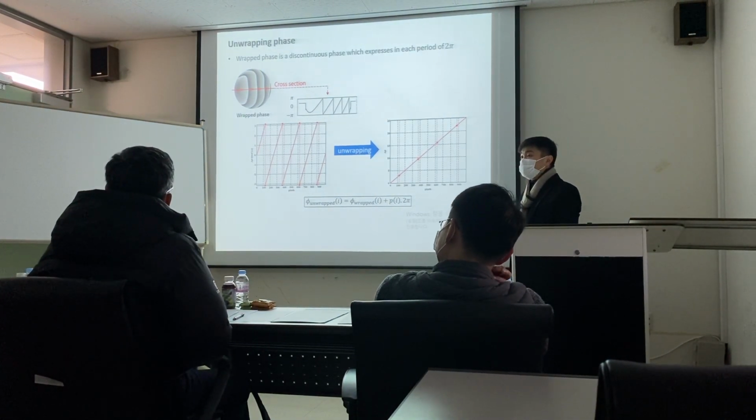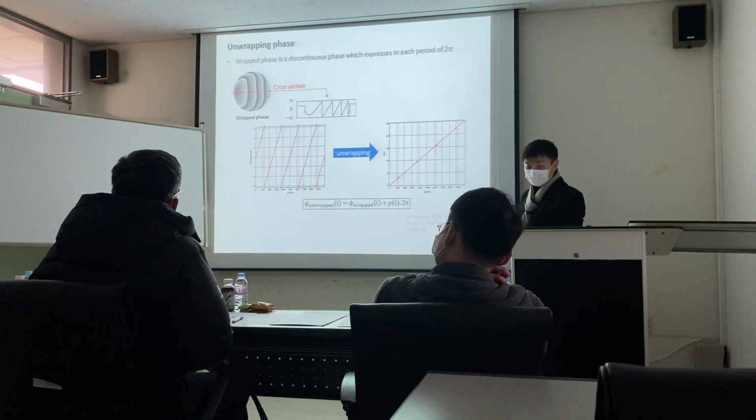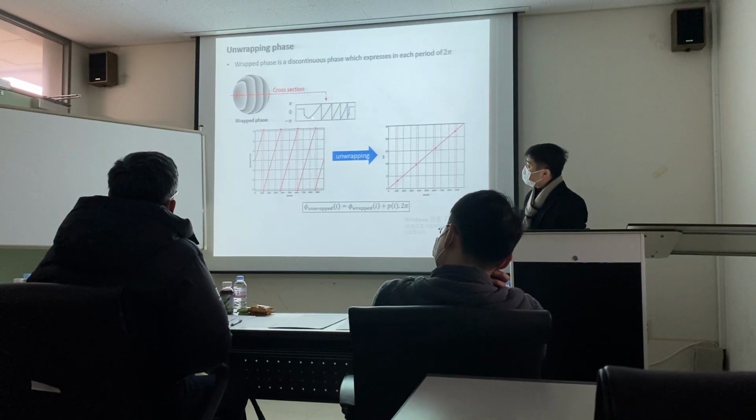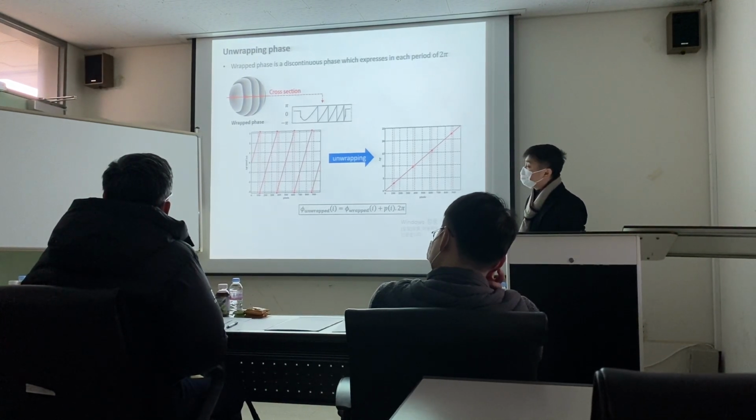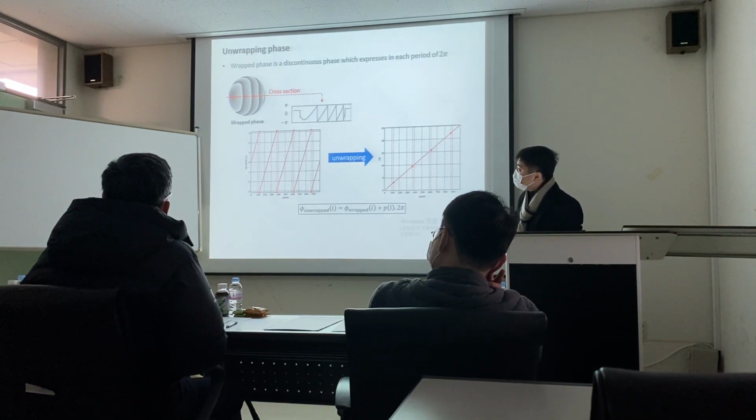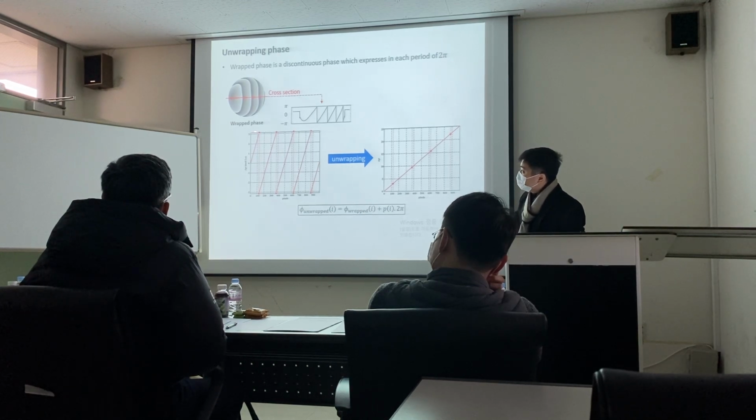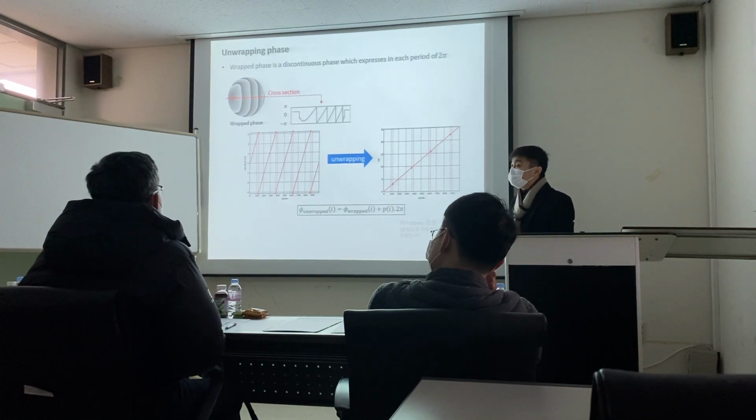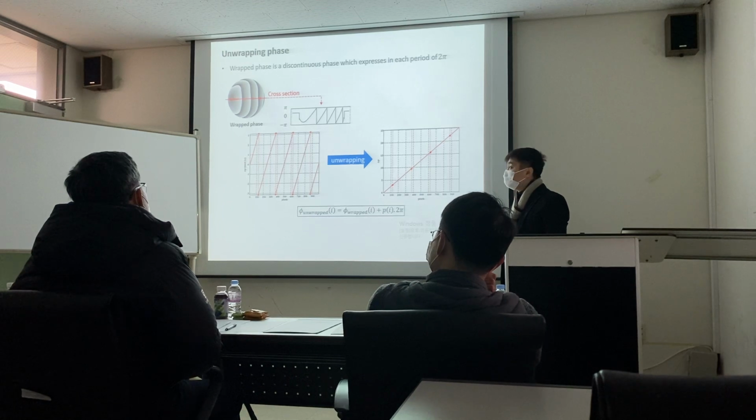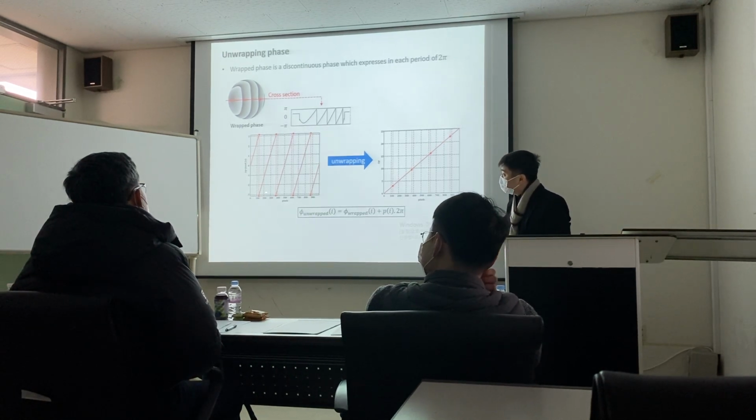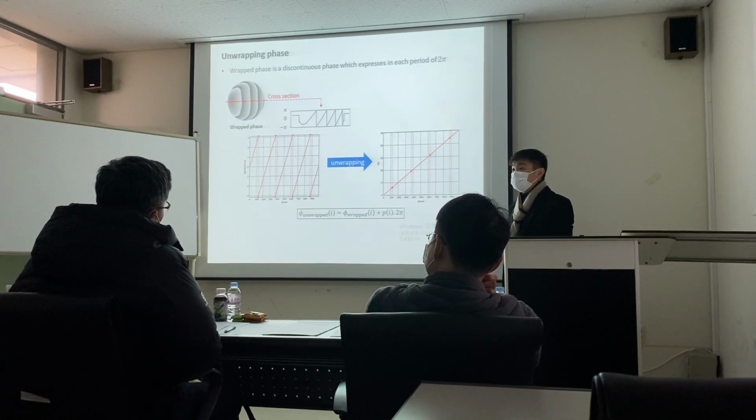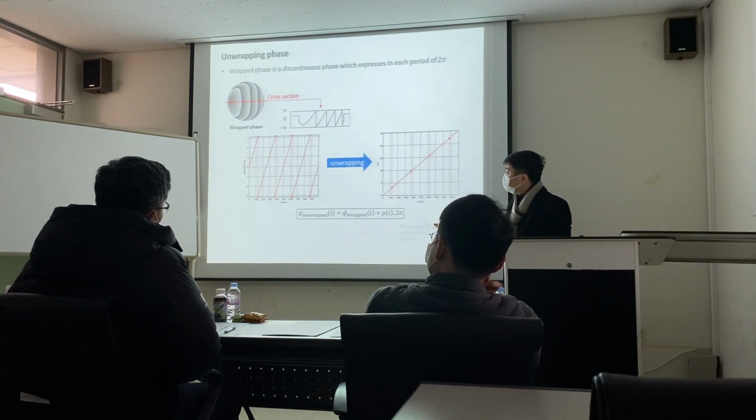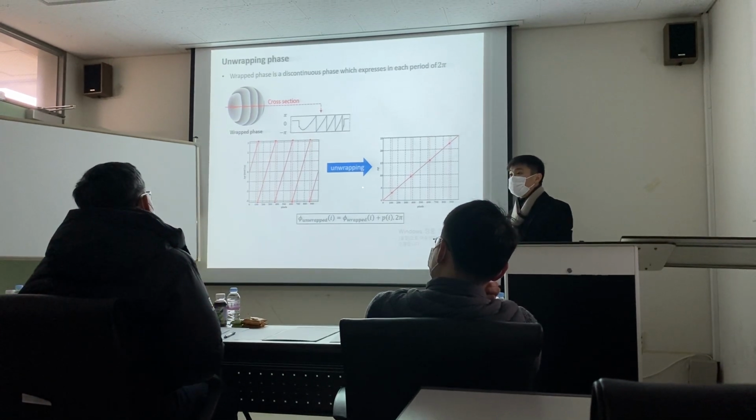The arctangent returns values from minus pi to pi, so it is a discontinuous phase, as I showed in the 2D diagram. We have to convert from the discontinuous phase to a continuous phase. It means that this point should be matched and this point should be identical, so we convert this to this as a linear phase continuously. This is the unwrapping process.